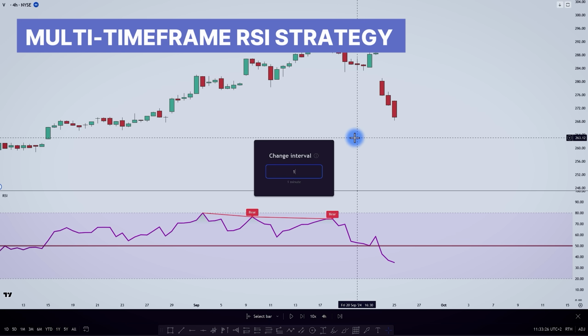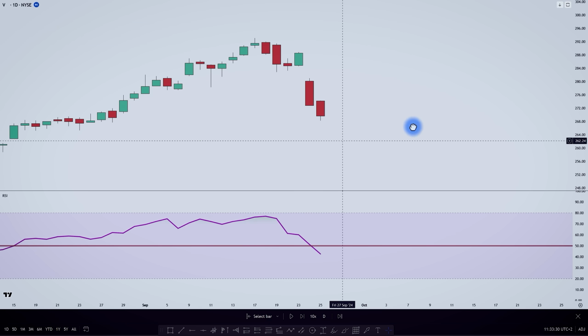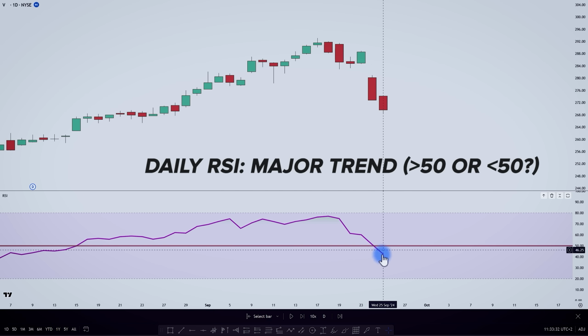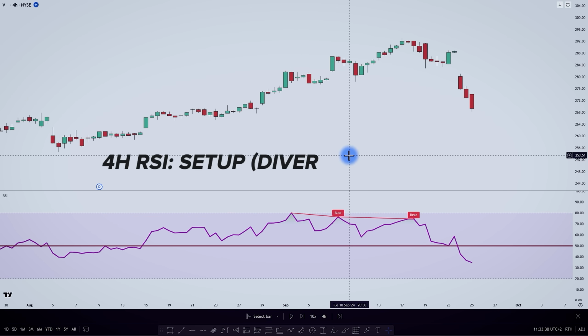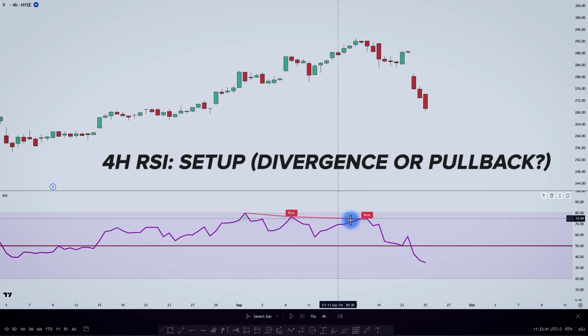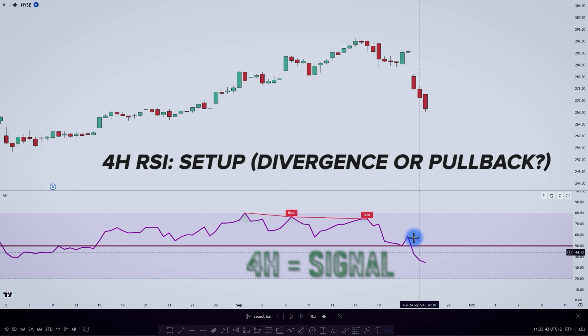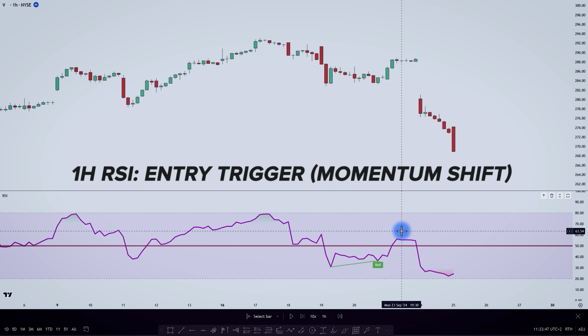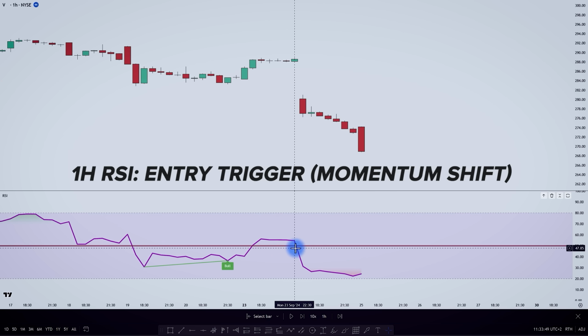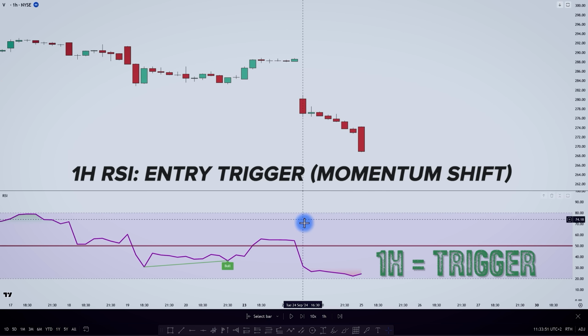Here's my exact RSI strategy using multiple timeframes. Daily RSI tells me the major trend. Is it above or below 50? That's my directional bias. 4 hour RSI shows me the setup. Is there divergence forming or a pullback to the zone? That's my signal. 1 hour RSI gives me the precise entry. Did momentum just shift? That's my trigger.